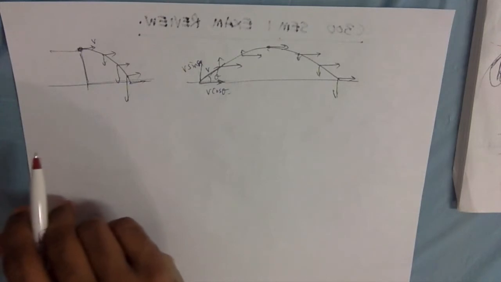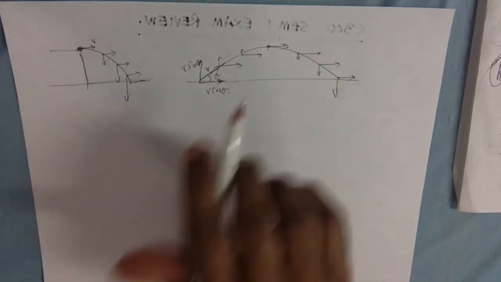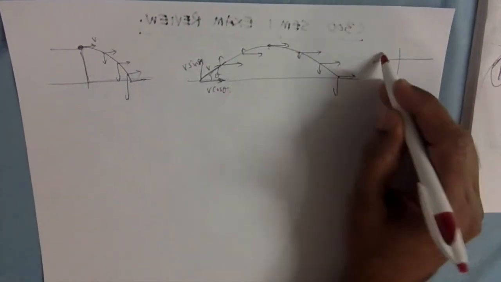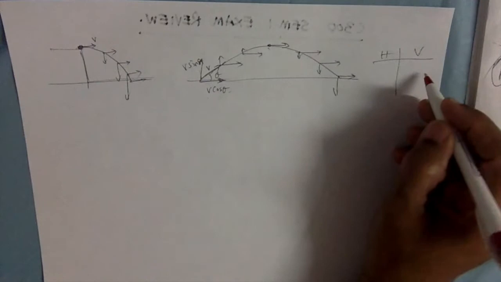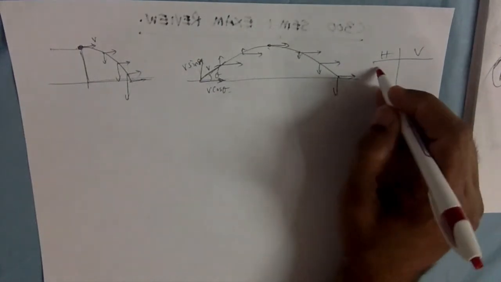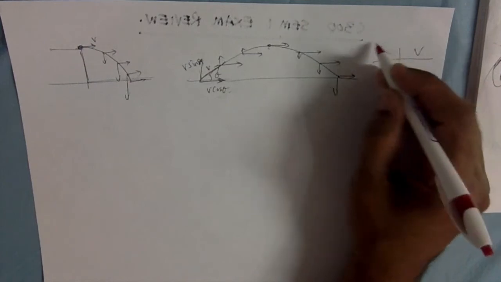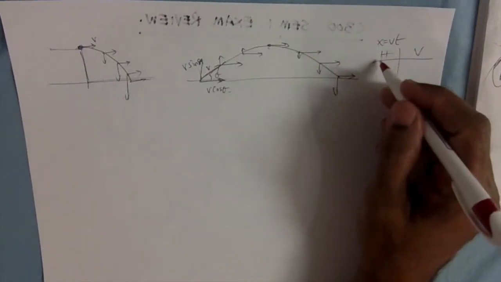So if you're asked any question on projectile motion, you can go ahead with the table, putting down the horizontal and the vertical components of all these things. You have to basically split it into two problems. The only equation you can use on the horizontal side is x is equal to vt. That's the only equation you can use on the horizontal side.